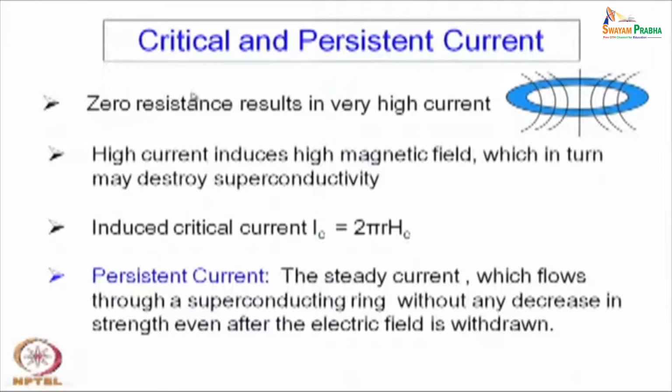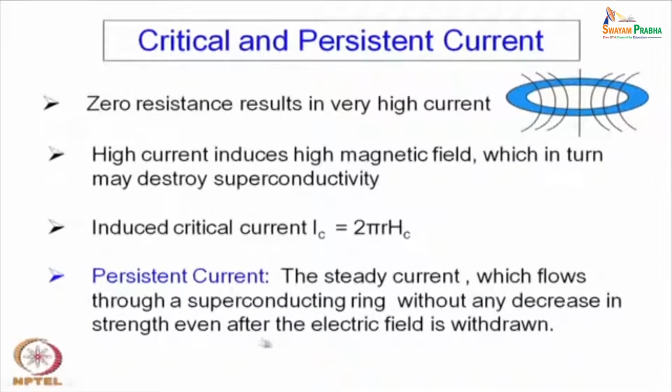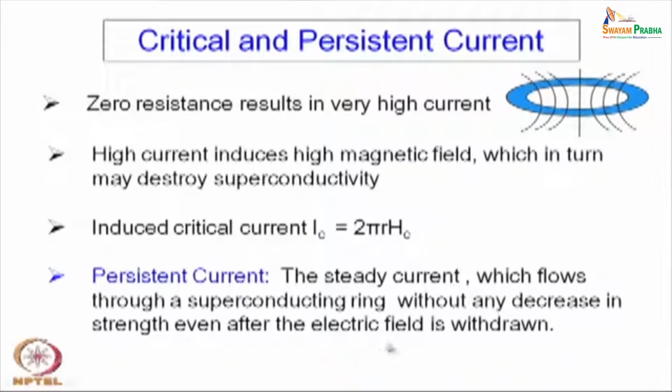So, there is a persistent current. The more important point in this slide is basically the persistent current, the steady current which flows through the superconducting ring. That is a very important phenomenon and observation, that since there is zero resistance, a very high current flows compared to many other conductors.